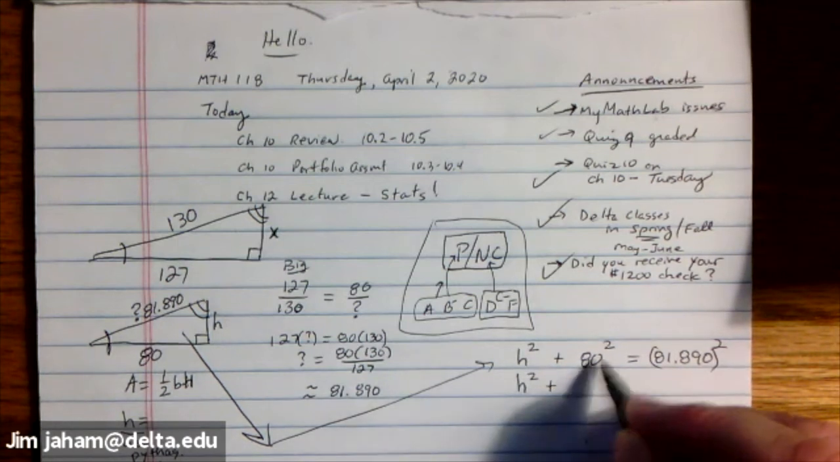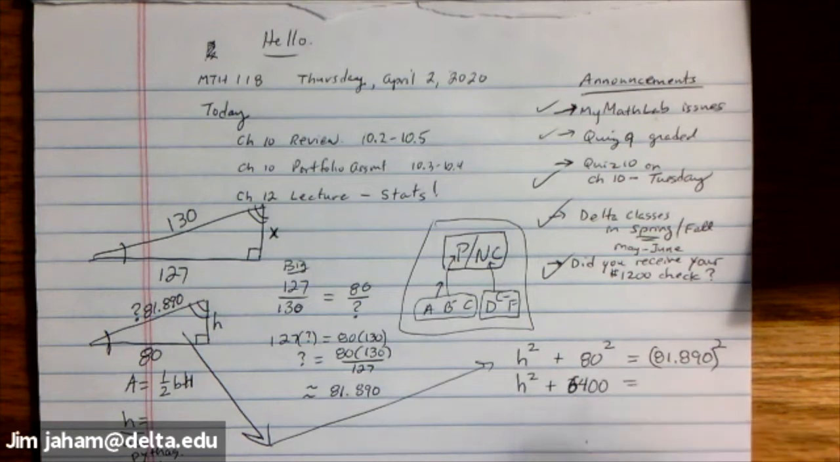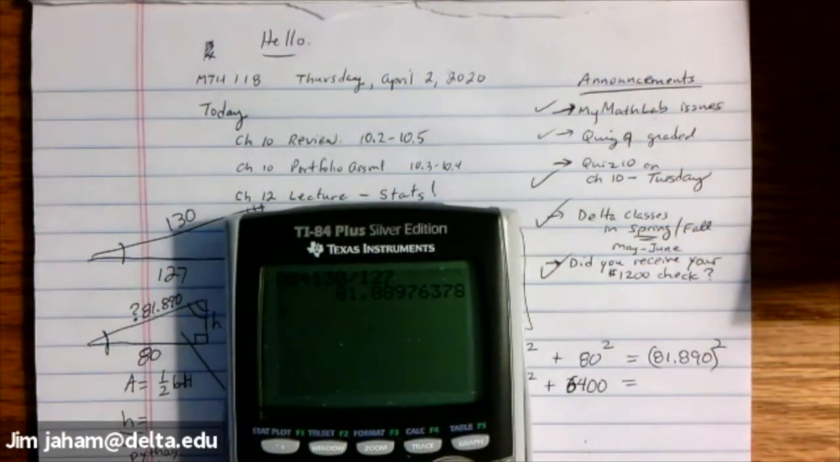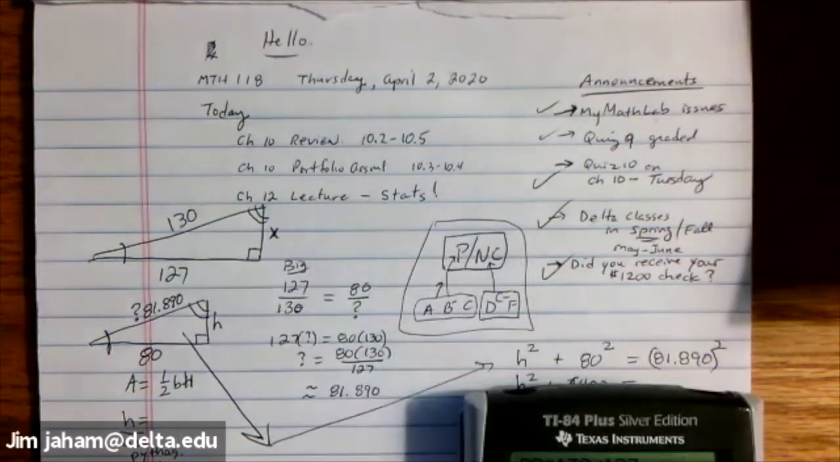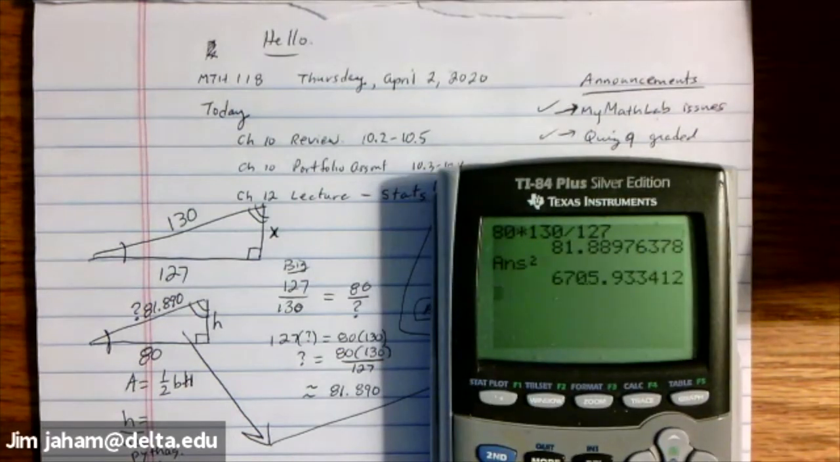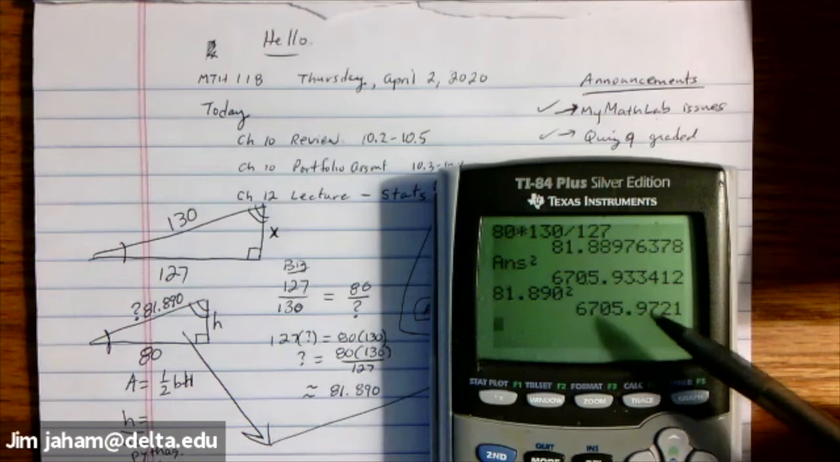But 80 squared is 6,400. And yeah, okay, so here's a good example. I'm going to square this number here. And then if I square the 81.890, see, it's a little bit different. All right, so just keep that in mind.